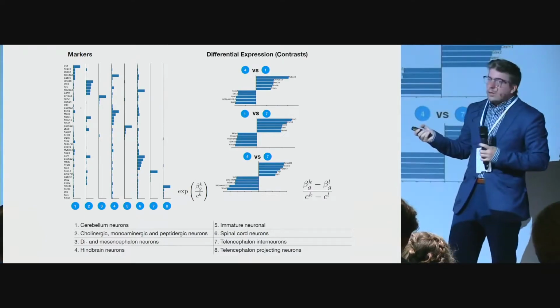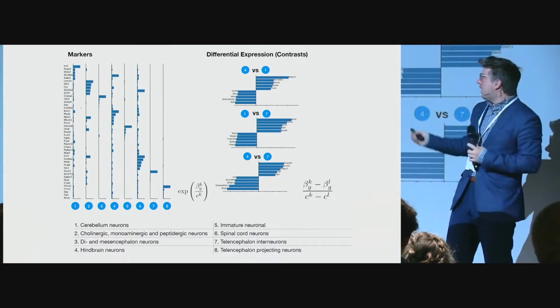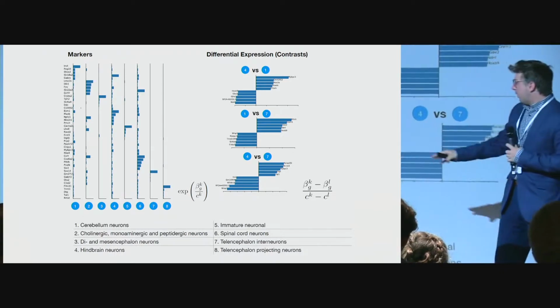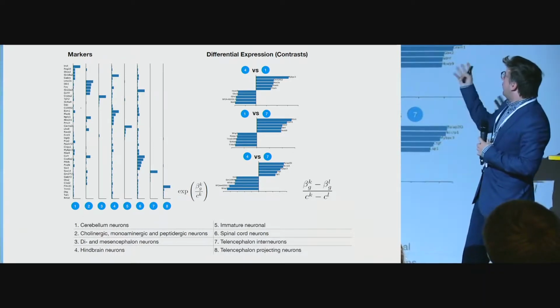We can also make a comparison between cells. So say that I want to compare these cerebral neurons and the hindbrain neurons. What's the difference between them?